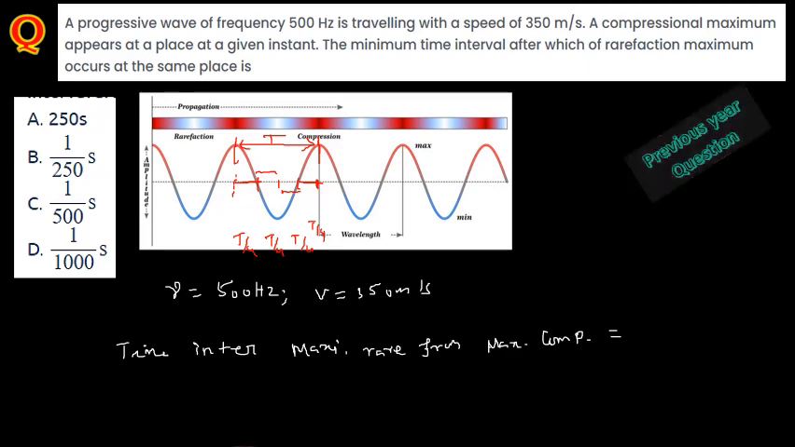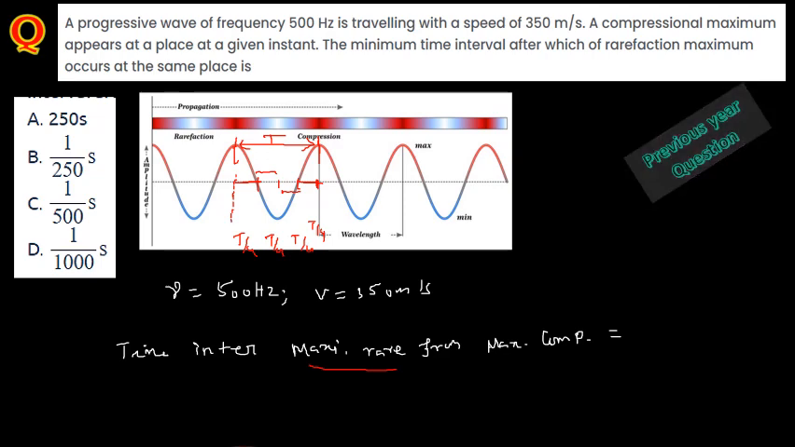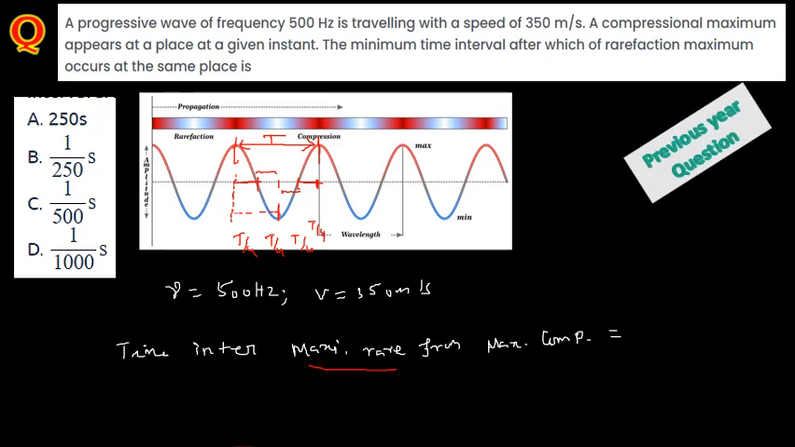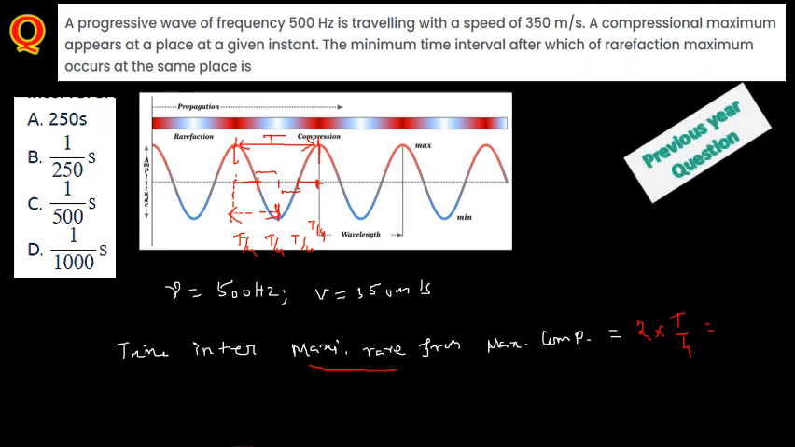So what they are asking here is the minimum time interval from maximum compression to maximum rarefaction. Here this is the maximum compression, and to here, this is the maximum rarefaction. Totally how many are we having? There are two times T by 4. So 2 times T by 4 is T divided by 2.